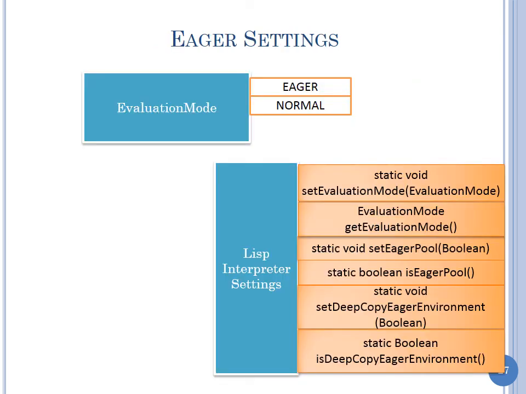Okay, and eager settings, we have eager normal, and then when you're in eager mode, whether you want an eager pool or not. So that's an option here. And we saw that with eager evaluation, if you want deterministic evaluation, we want deep copy. Okay, we saw that previously. So this is just summarizing this.